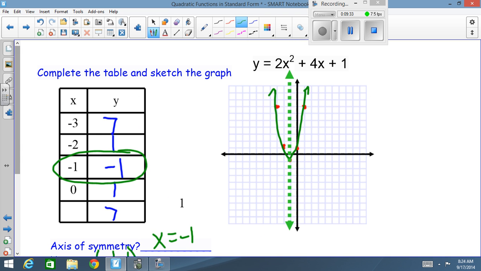All right. The only time that you're going to have a parabola that faces down is if that lead term, in this case it was a 2 in front of the x squared, if that were a negative, then that flips the quadratic over the x-axis.